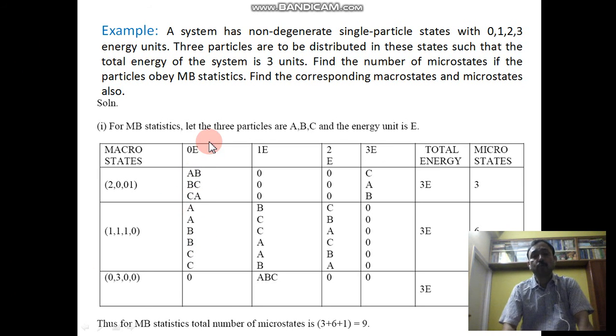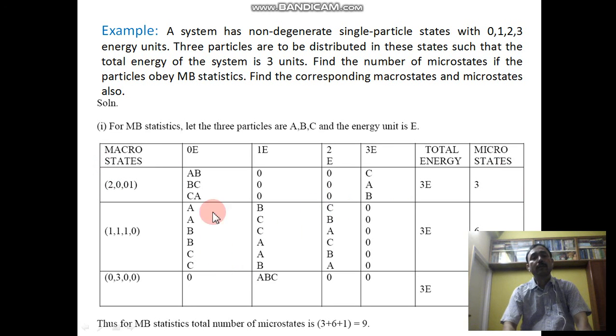Now we have to place the particles in such a way that the total energy becomes 3 epsilon. So if we place 2 particles in the 0th energy level or 0th quantum state and another particle in the 3e quantum state, then 2 into 0 means 0 and 1 particle in 3e means 3. So the ultimate total energy is 3. So the macrostate is 2, 0, 0, 1 and the corresponding microstates are AB, C, then AC, B, and BC, A. So for this macrostate, there are 3 microstates.